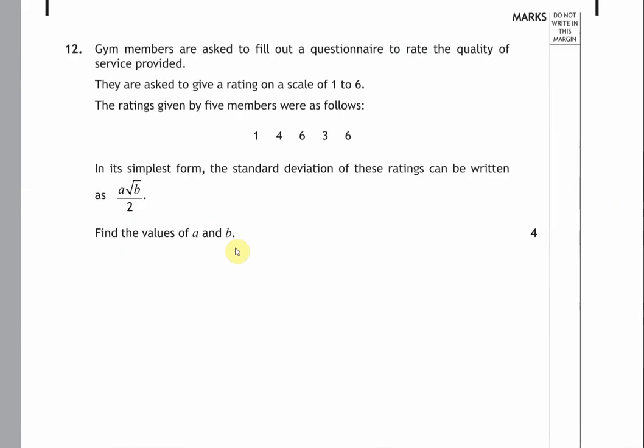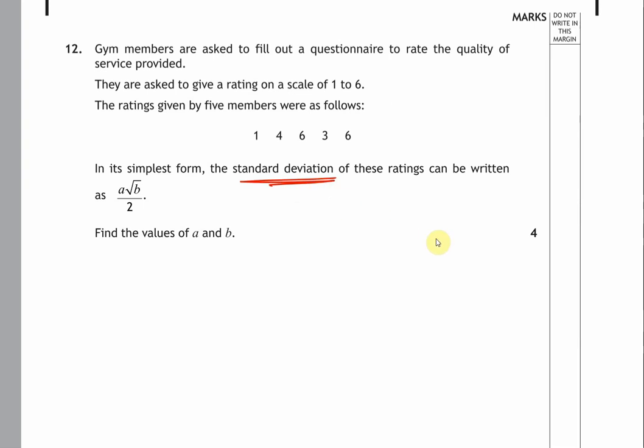Now question 12 is we have gym members who are asked to fill out questionnaires and rate the quality of the service, and they're asked to give their ratings on a scale of 1 to 6, and this was the ratings of the 5 members. Now in its simplest form, the standard deviation of the ratings can be expressed as a root b over 2. So we need to find the values of a and b. Now the key words here are standard deviation.